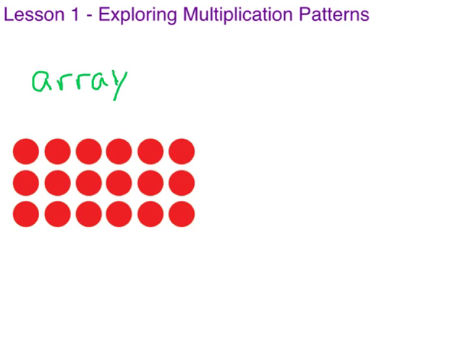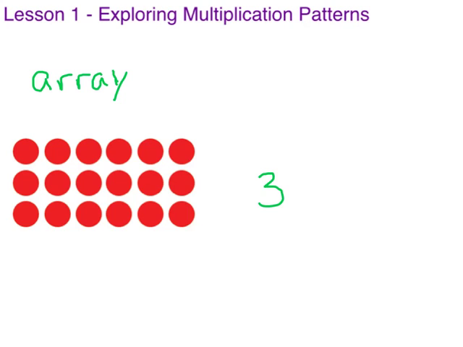So let's see what multiplication this array would be showing us. The first thing we look at is how many rows we have. So these are the ones that go across horizontally. So we see that there are 3. So we write down the number 3.